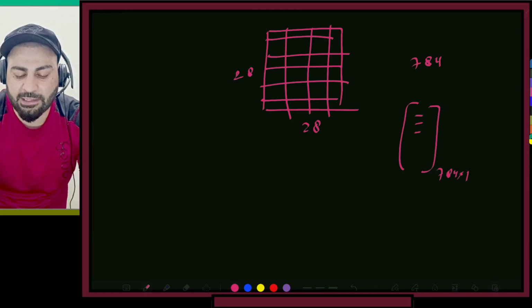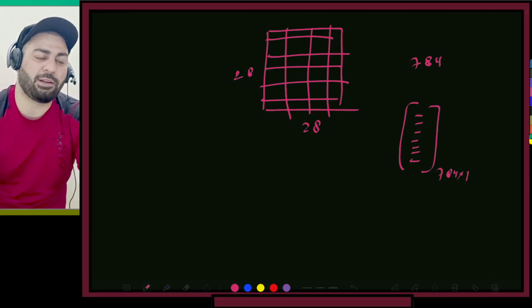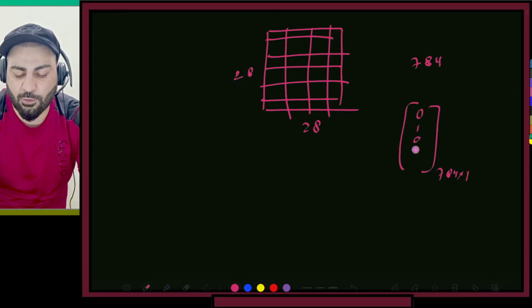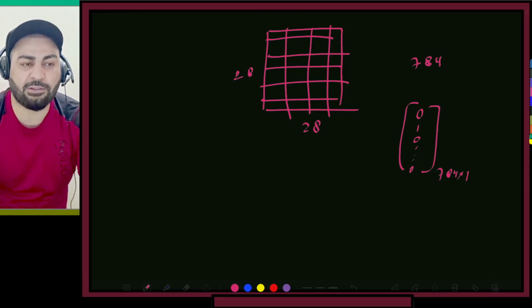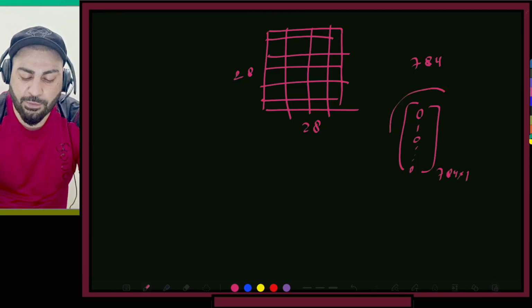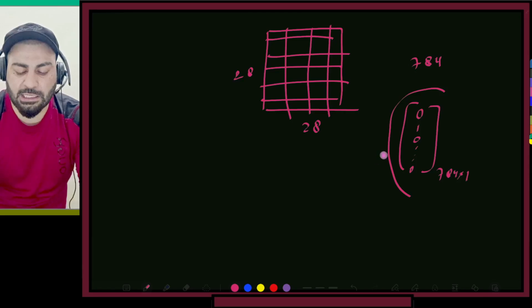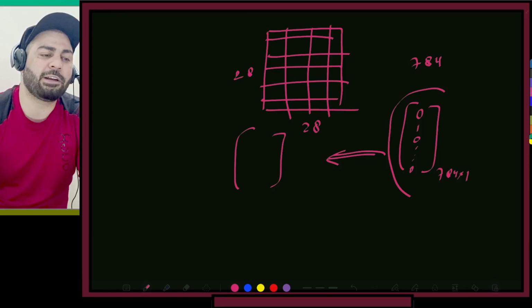I'll have these numbers, and let's suppose I restrict myself to binary: it has just 0s and 1s, 0 1 0 1 till 784. This is one picture, and even if I have some other vector, that will be some other picture. What I mean is, if I do something with this vector so that it is transformed to some other vector, that means it will be a different image.